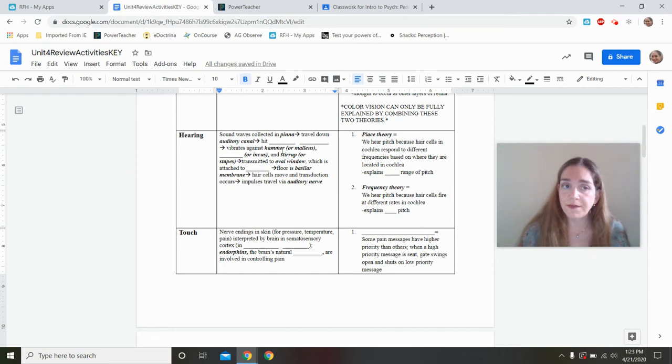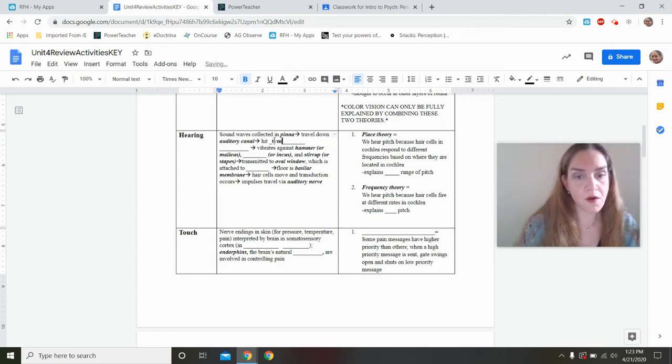Sound waves, a physical energy wave, collect in the pinna. These are our pinnas. They're funnels that allow us to localize sound. If I only had one ear right here, I wouldn't be able to tell where you were talking from. They travel down the auditory canal. They hit a blank. The common name for what they hit is the eardrum, but I'm really looking for the more formal name, tympanic membrane.